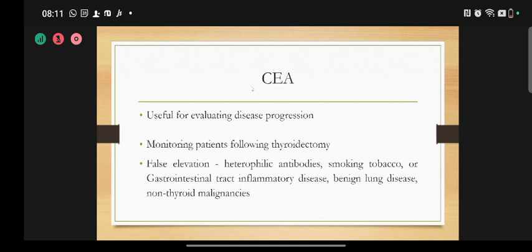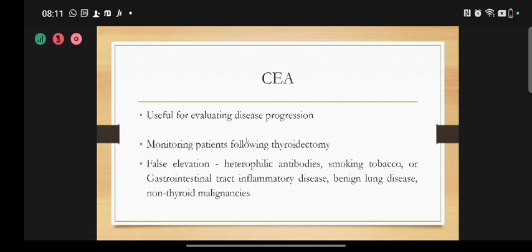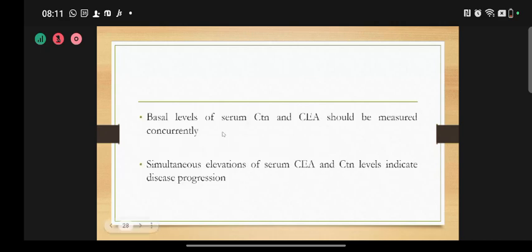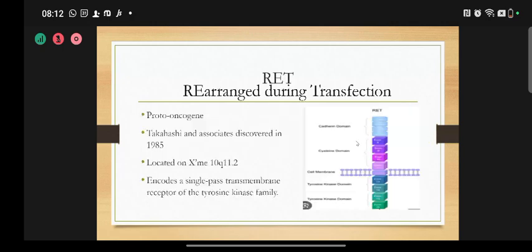Carcinoembryonic antigen is again helpful for the evaluation of disease progression and also for monitoring the patients following thyroidectomy. False elevation can be due to heterophilic antibodies or other GI malignancy or GI inflammatory conditions. So we should remember that we should do serum calcitonin and CEA basal levels concurrently. And simultaneous elevation of CEA and calcitonin levels indicates disease progression. So if we are seeing clinically a progressive disease with the CEA increasing and calcitonin stable or decreasing, in such a scenario, we should suspect a poorly differentiated medullary thyroid cancer.